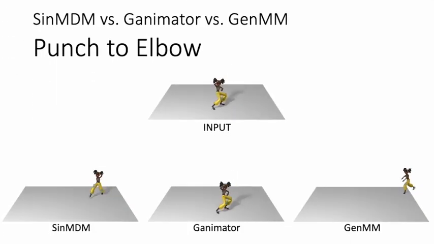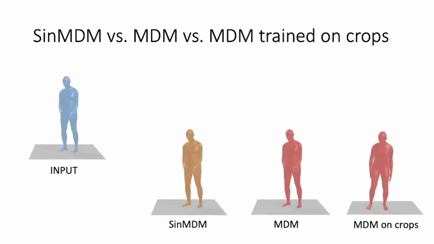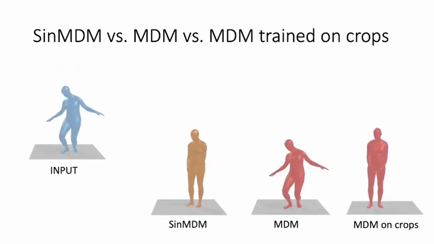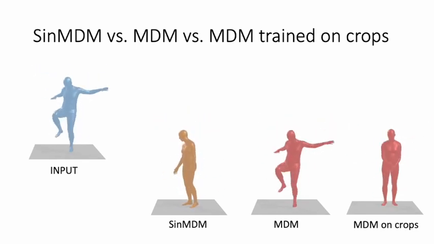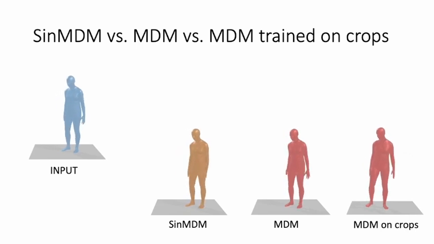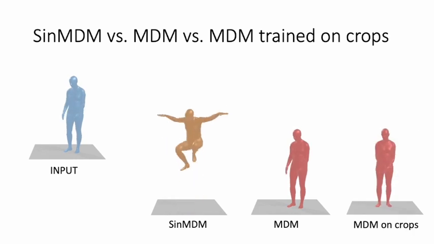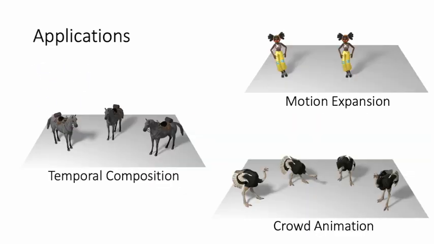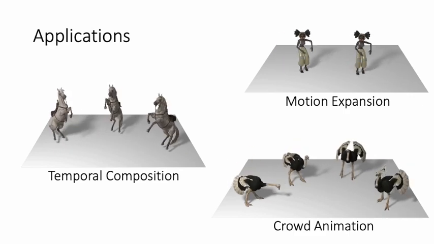In this example, Ganimator exhibits more mode collapse, and GenMM faces challenges in preserving spatial motion boundaries. Here, we compare animations generated by our model, MDM, and a variation of MDM trained on crops of the motion. As can be seen, MDM overfits the input motion, and MDM with crops produces a motion that is discontinuous and jittery. Our model facilitates an abundance of applications with no need for retraining.